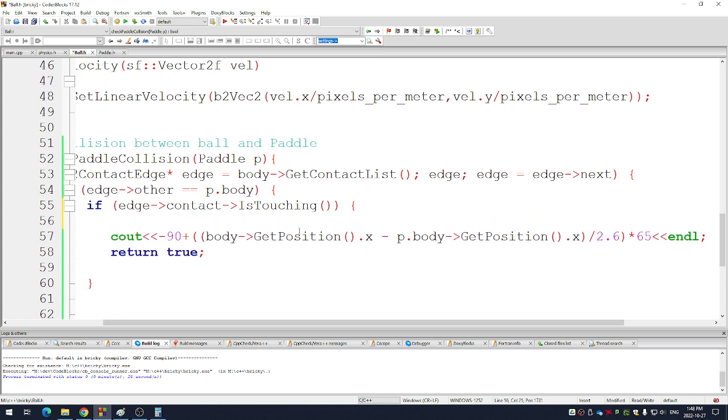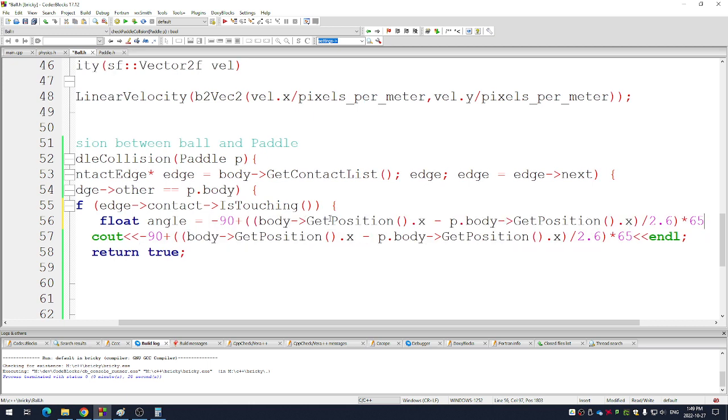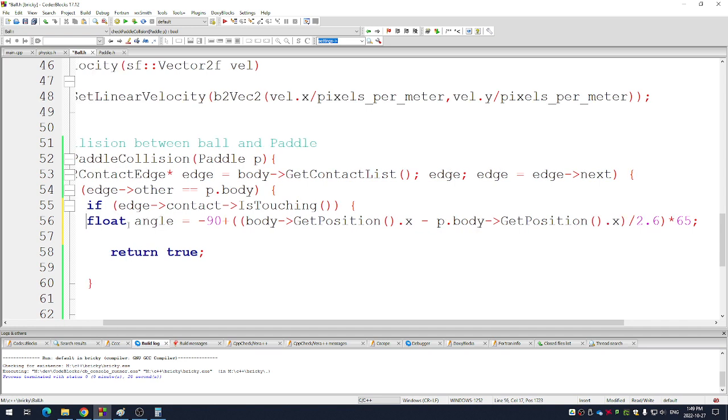All right, so I'm going to go float angle, and I'm going to let it equal all this stuff so I know. Copy. Paste. I don't need to see it out anymore. Every time they hit, it's going to find an angle and it's going to launch the ball in that direction.